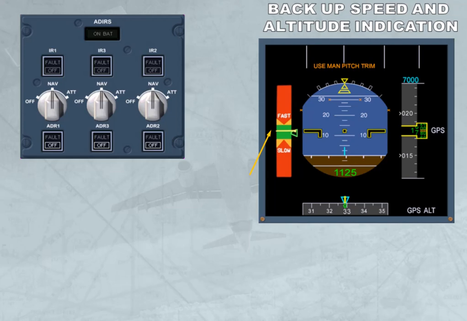The backup altitude scale is based on GPS altitude information. Due to the GPS altitude inaccuracy, the last two digits are double dashed. The vertical speed indication is not available. Note, on the FMA, an amber use man pitch trim is displayed when the landing gear is down.